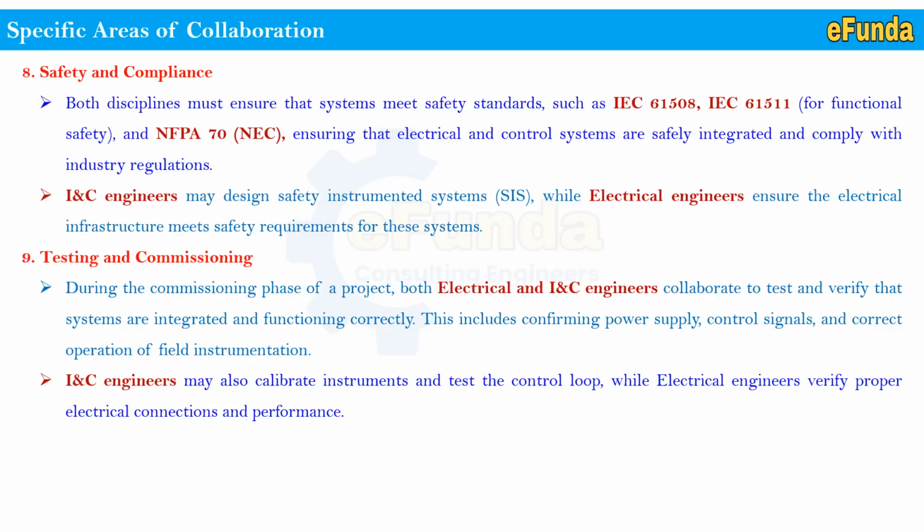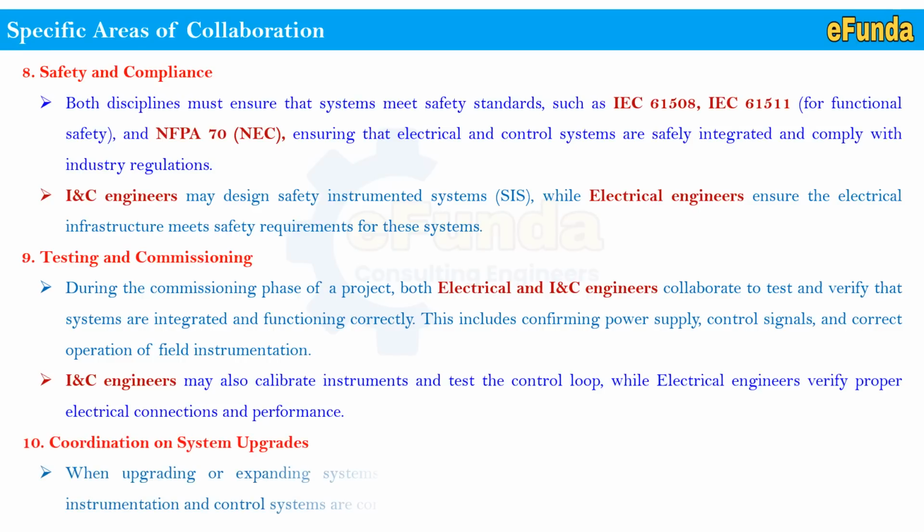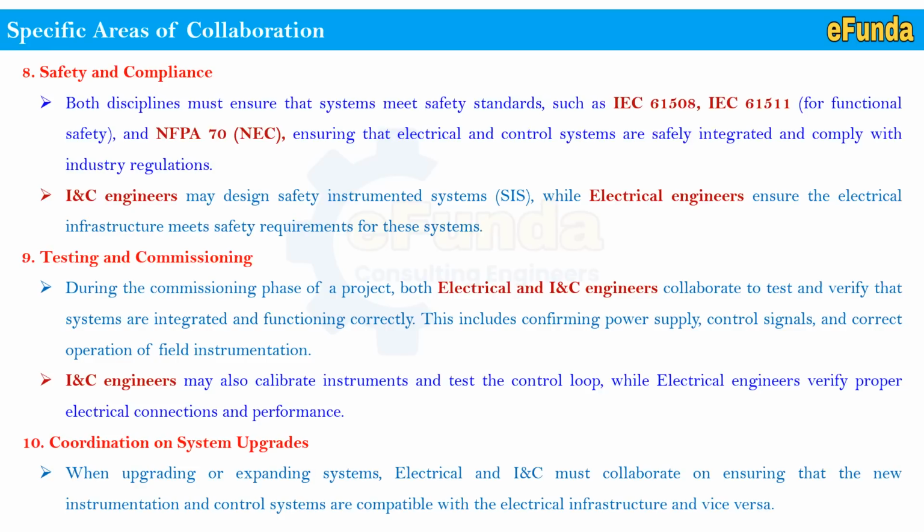Last one is the tenth, that is coordination on a system upgrade. While upgrading or expanding any of the systems, electrical and IC engineers must collaborate on ensuring that the new instrumentation and control systems are compatible with the electrical infrastructure and vice versa. This is how the specific areas of collaboration are required between instrumentation and electrical disciplines to ensure smooth, efficient and reliable controlled operation of any petrochemical, chemical, oil and gas facilities.